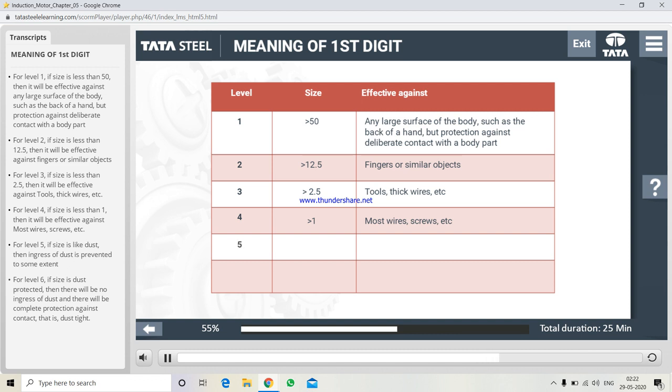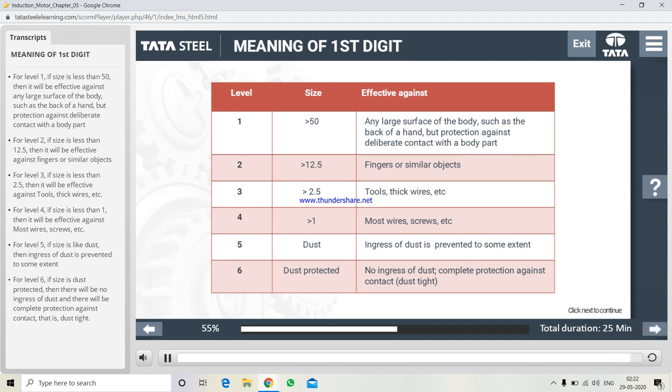For level 5, if size is like dust, then ingress of dust is prevented to some extent. For level 6, if size is dust protected, then there will be no ingress of dust and there will be complete protection against contact, that is, dust tight. Click next to continue.